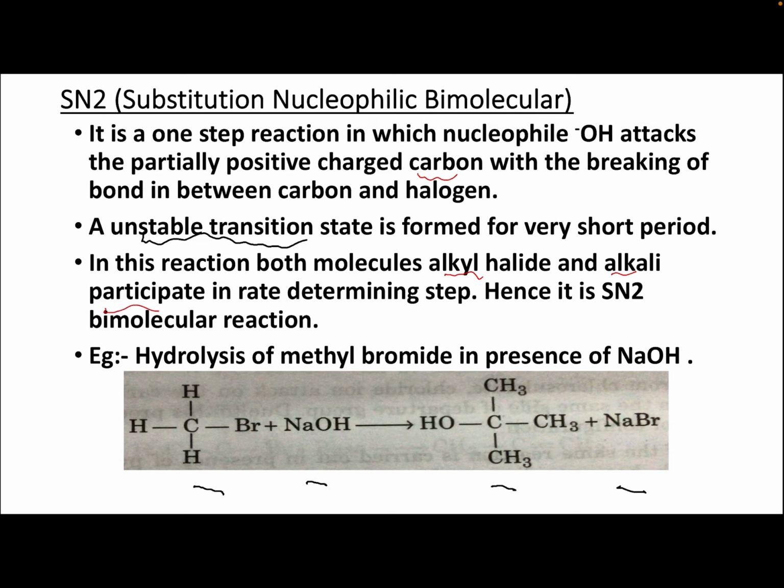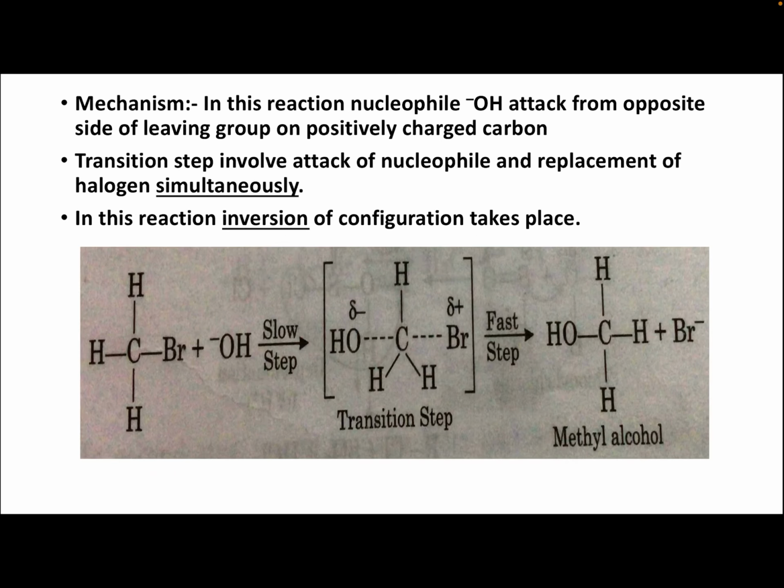Example, hydrolysis of methyl bromide in the presence of NaOH. So, this methyl bromide in the presence of NaOH, you are getting tertiary butyl alcohol and sodium bromide. This is the example of the SN2 substitution nucleophilic bimolecular reaction mechanism.